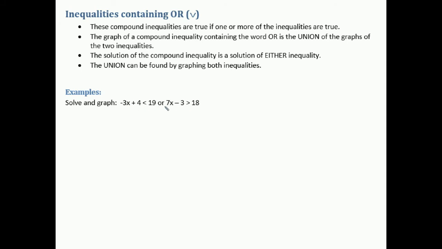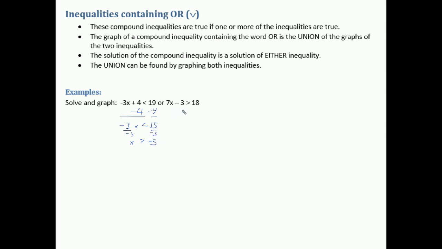So here we have an inequality using the word or. We're going to have to solve each of these individually, and then we can graph it. So -3x plus 4 is less than 19. We can go ahead and solve this by subtracting 4 from both sides. -3x is less than 19 minus 4, which is 15. Divide by -3. We know when we divide by a negative, we have to switch the direction of the sign. So dividing by -3 gives us x is greater than -5. There's one part.